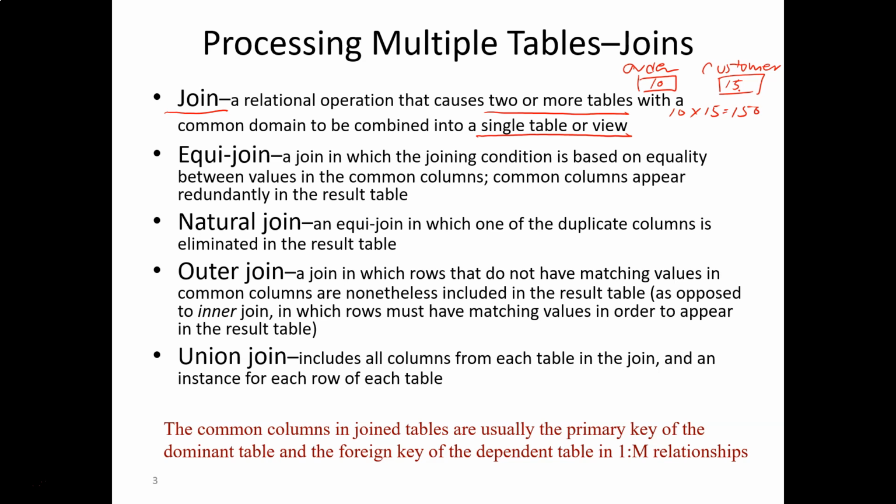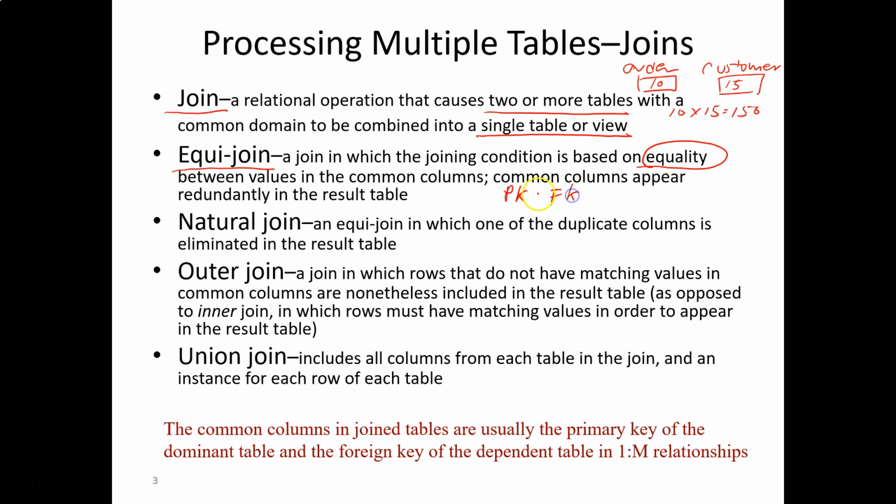There are a number of different types of joins you will see. The basic type of join is something called an equal join. An equal join is a join in which the joining condition is based on equality between values in the common columns, and the common columns appear redundantly in the result table. The common columns here are referring to the primary keys and the foreign keys.